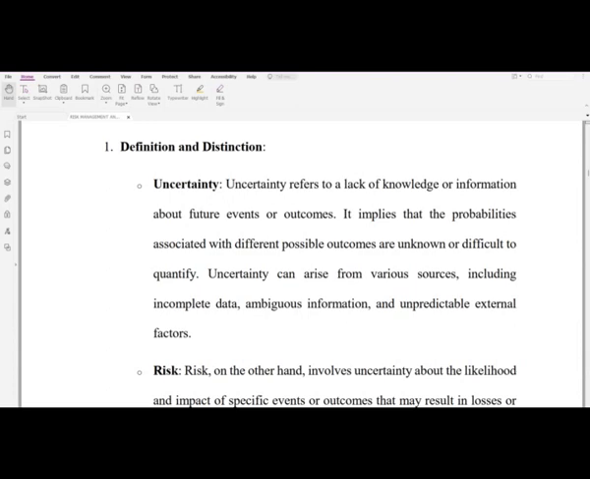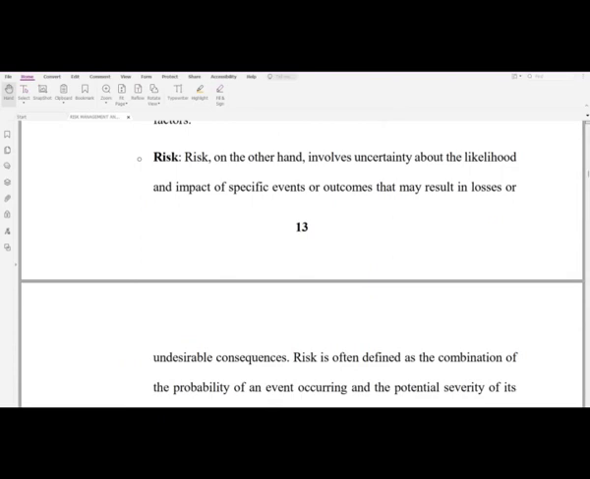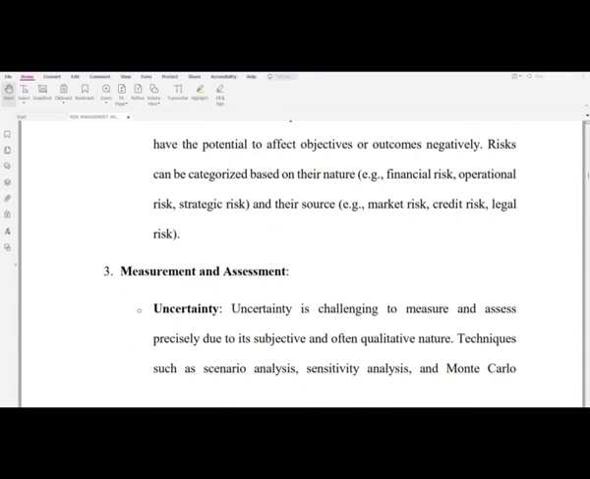Risk, on the other hand, involves uncertainty about the likelihood and impact of specific events or outcomes that may result in loss or undesirable consequences. It is often defined, this risk, as the combination of the probability of an event occurring and the potential severity of its consequences.